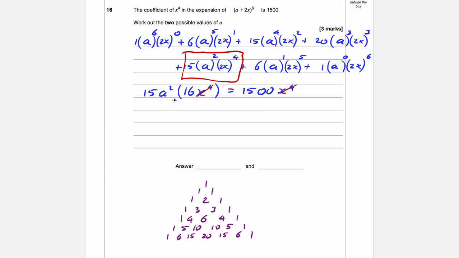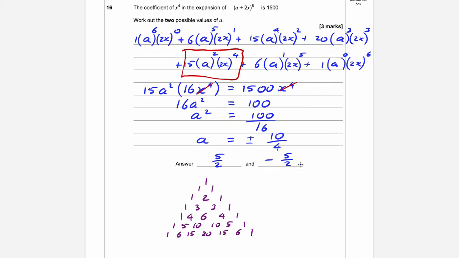I'm going to just divide both sides by 15, guys, because it's quite nice. So 16a squared is equal to, divide by 15, 100. a squared is equal to 100 over 16. So a is equal to plus or minus the square root of 100, which is 10, over the square root of 16, which is 4. So it's plus or minus 10 over 4, or let's simplify that to 5 over 2 and negative 5 over 2. Okay, that's question 16, guys.